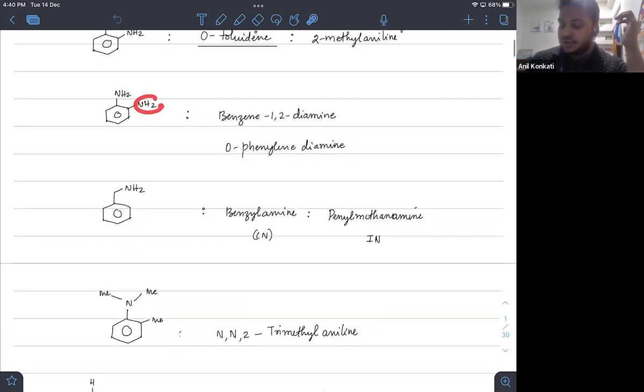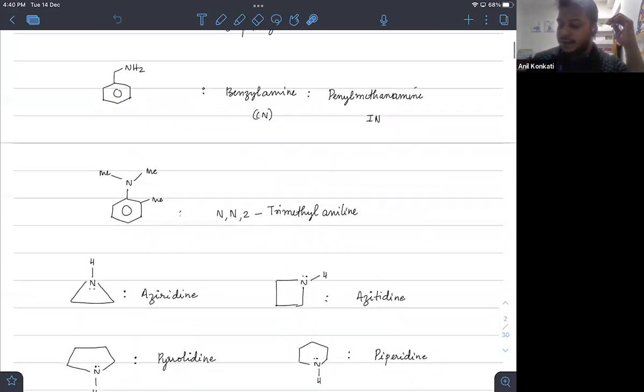If you have 2 NH2 groups on benzene, we can write it as benzene 1,2-diamine or O-phenylene diamine. And in case you have CH2 NH2, we can write it as benzyl amine, which is a common name, or we can write it as phenyl methyl amine. So here you can see this is methyl amine on which there is a phenyl substitution. So it is phenyl methyl amine.